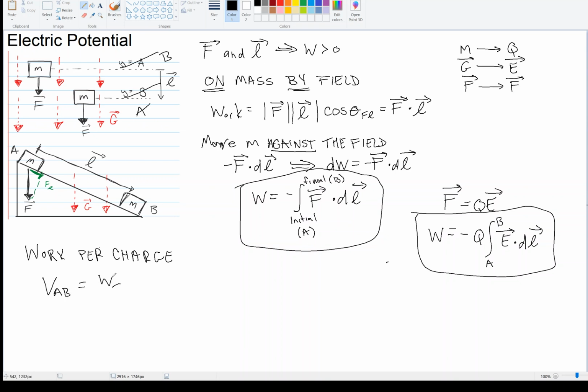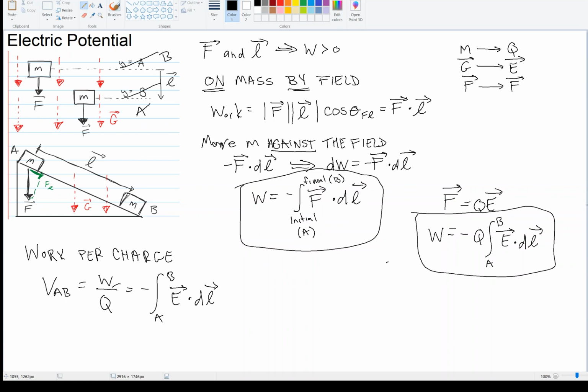So again, this is W per charge. Joules per coulomb is then just equal to negative integral A to B E dot dl, like this. VAB is called the potential difference between points A and B. A is, like we said, the initial point, and B is the final point.